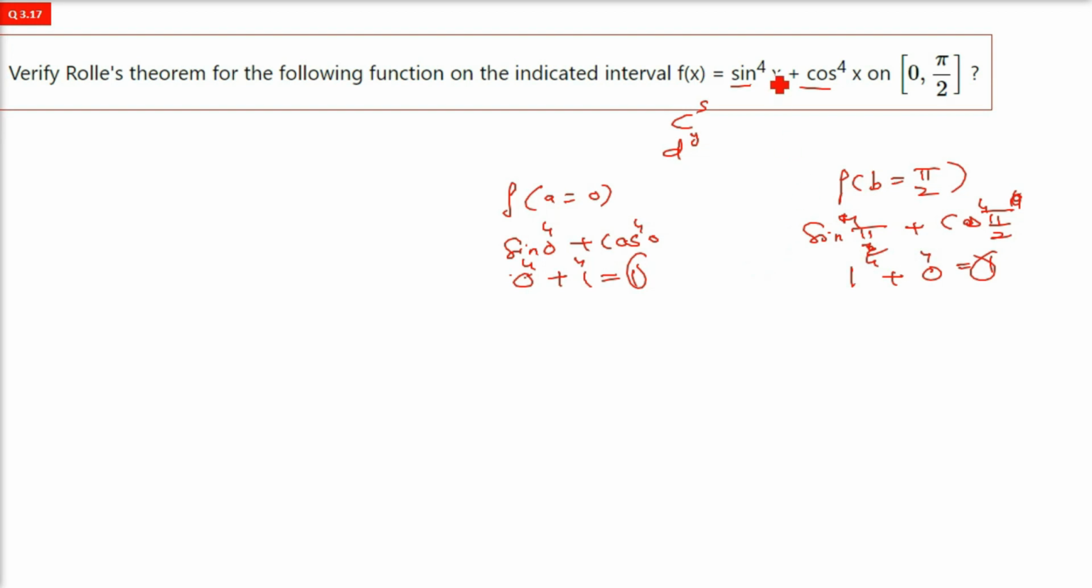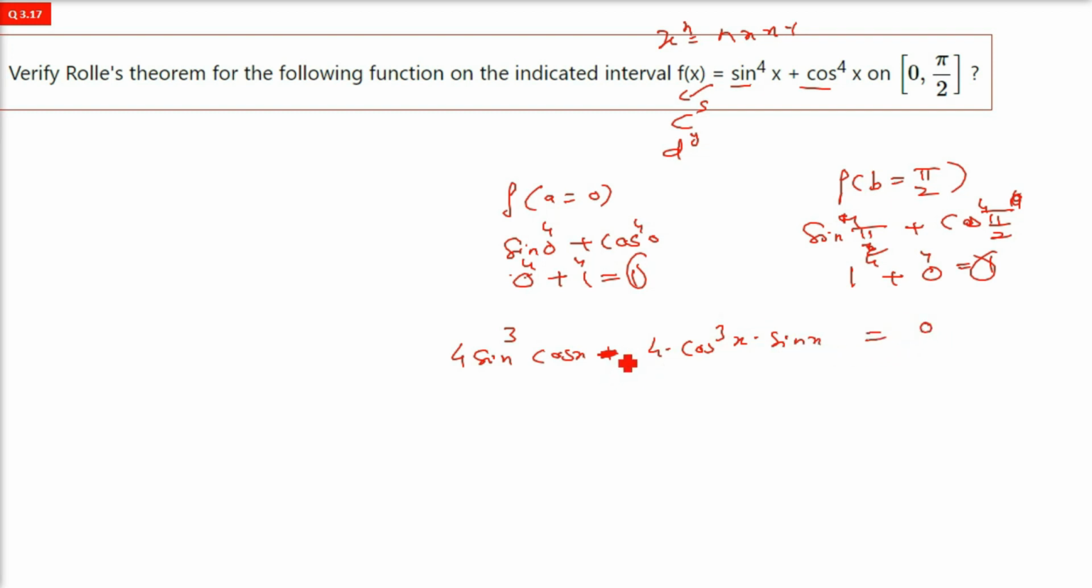The next thing is the differentiation of this function and putting it as 0. So we have this x to the power n kind of thing. Let us do it. I'm differentiating it now. It will be n x to the power n minus 1. It will be 4 sine cubed x, and the differentiation of sine x is going to be cos x. Then we have 4 cos cubed x, and differentiation of cos x will be negative sine x, and this has to be equated to 0.